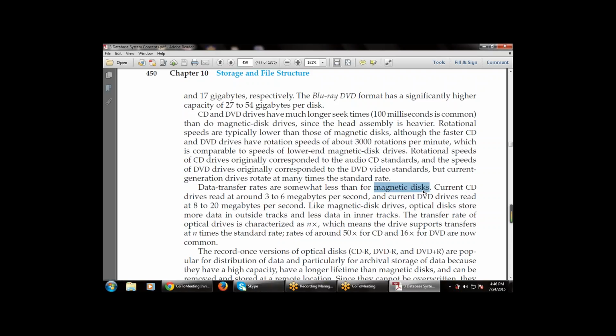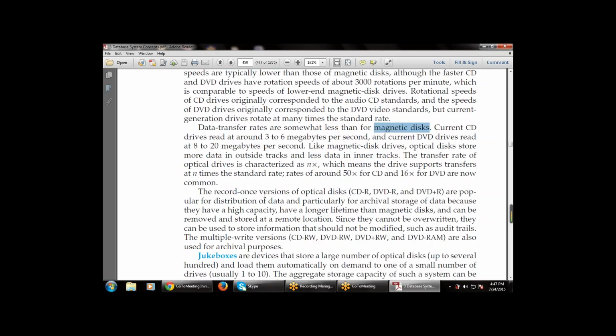Like a magnetic disk drive, an optical disk stores more data in the outside track and less data in the inner track. So it is used as a CD and a DVD. The optical disk thus has two parts: one is the CD, one is the DVD. The record-once versions of optical disk, that is CD-R, DVD-R and DVD+R, are the most popular for distribution of data, and particularly for archival storage of data, because they have a longer lifetime than the magnetic disk.